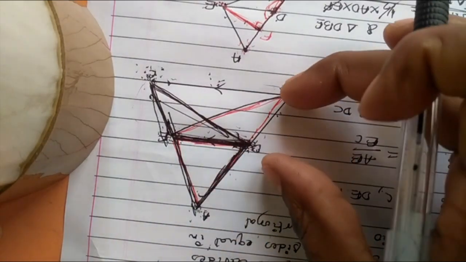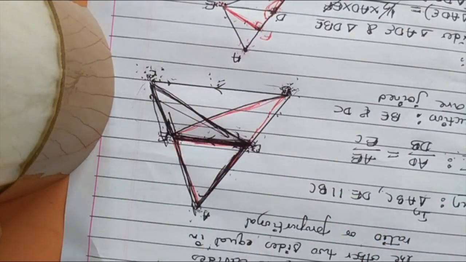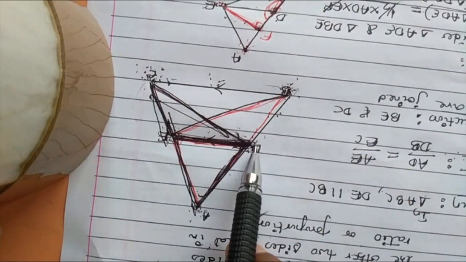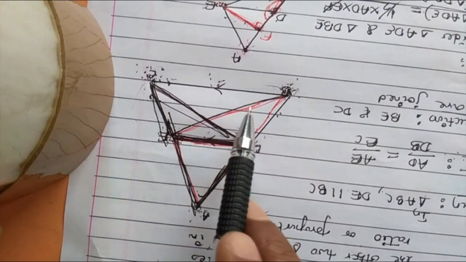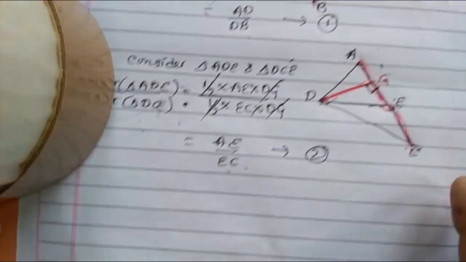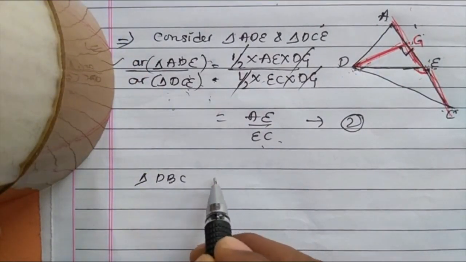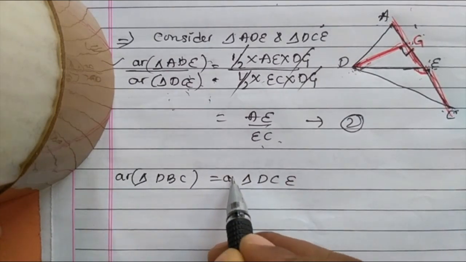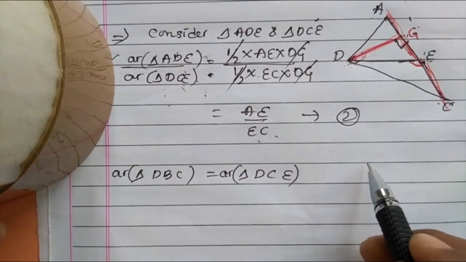And also both the triangles are between the same parallels, because DE is parallel to BC. That is already written in the given. DE parallel to BC, and both triangle DBE and triangle DCE are lying on the same base. Therefore DBE and DCE are equal in area. So we can write triangle DBE is equal to triangle DCE. Both are equal in area. That is this part.